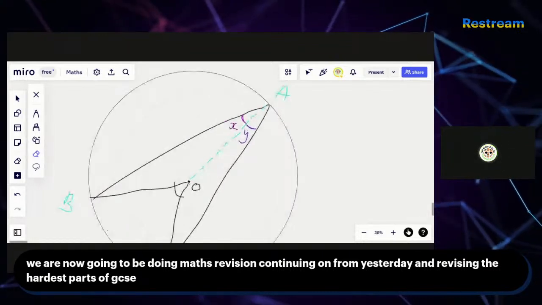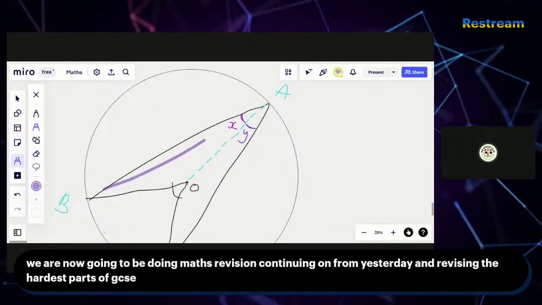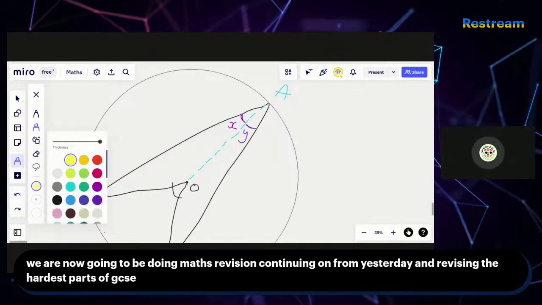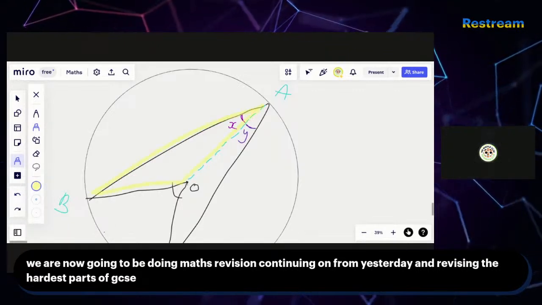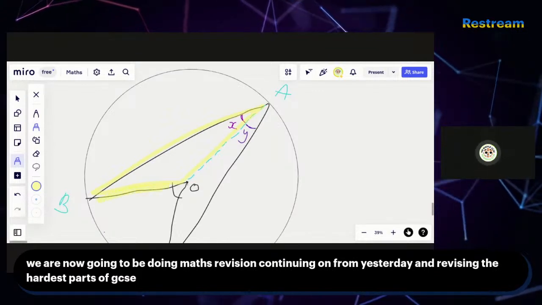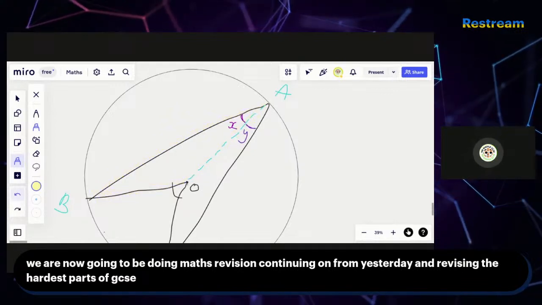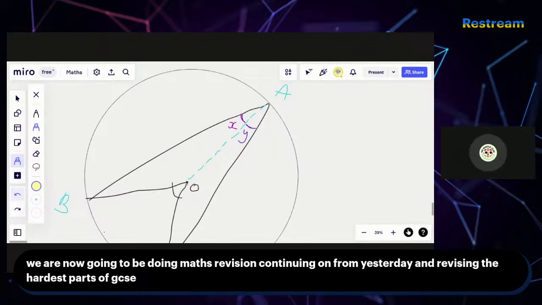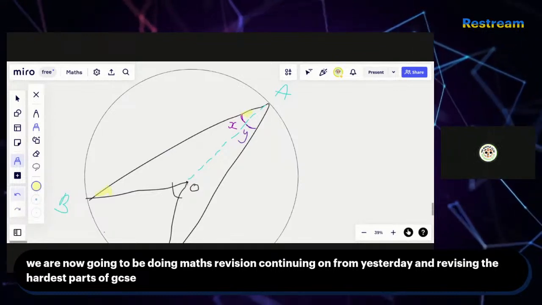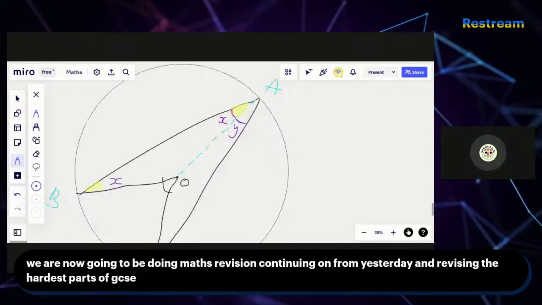Now we know that this triangle here is an isosceles triangle because two of its sides make up the radius here. So knowing that this is an isosceles triangle then tells us that this side also equals x. This and this are the same. Now we can do the same with this side.